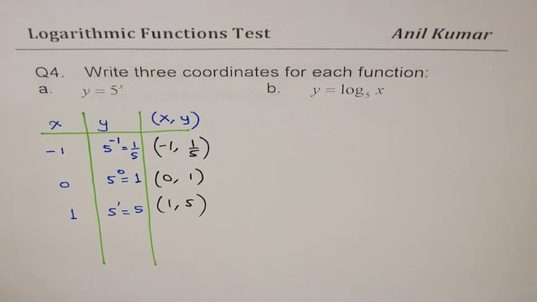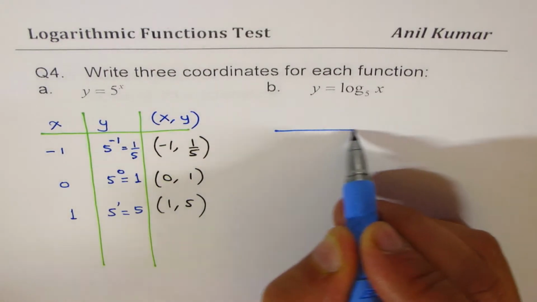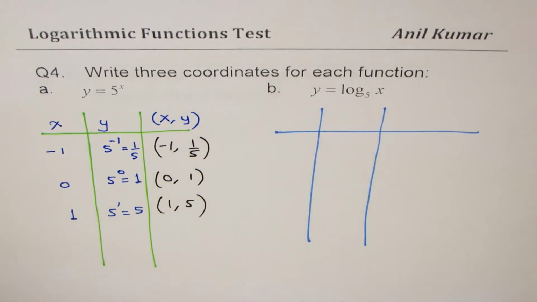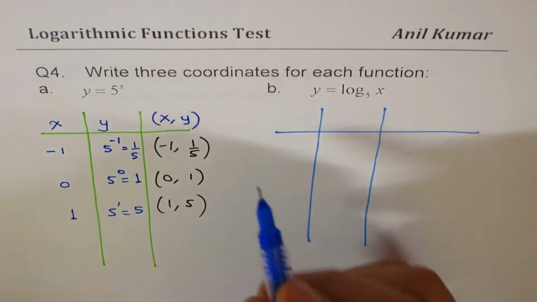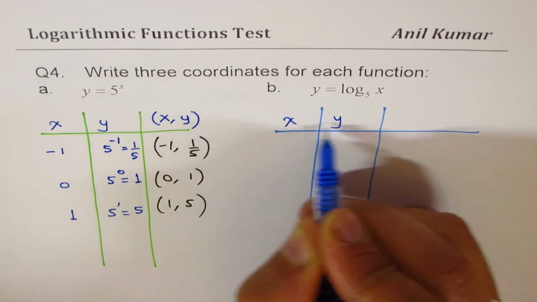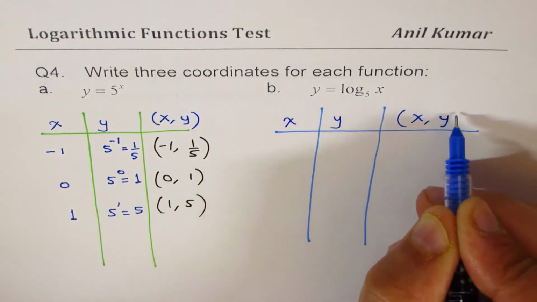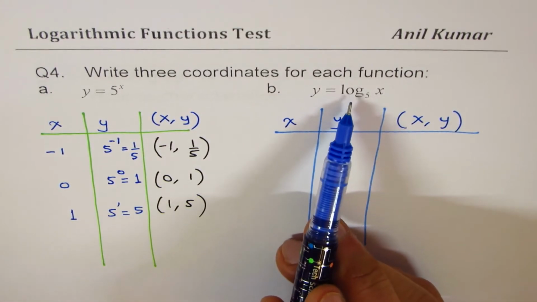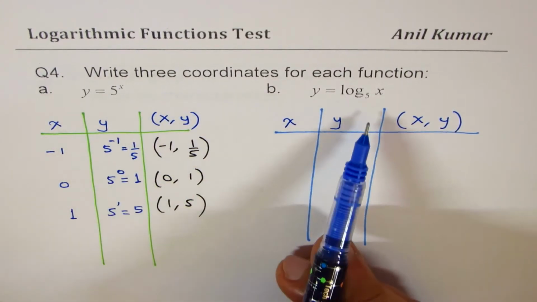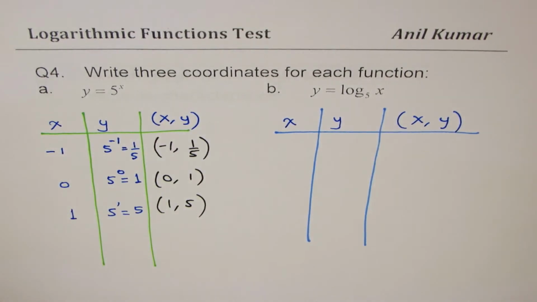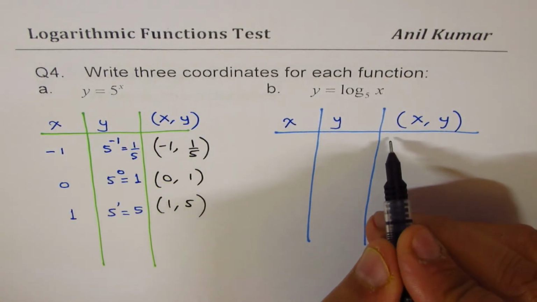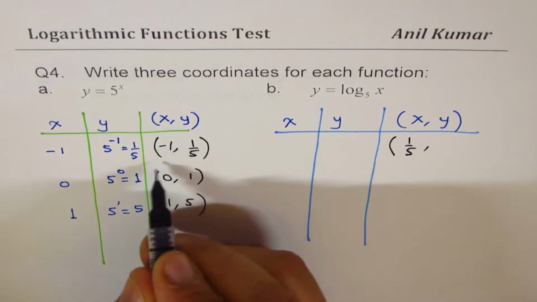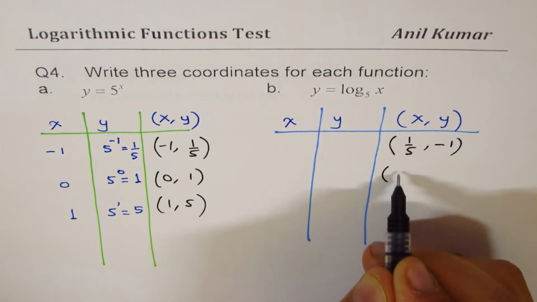Now, you could use the same strategy to make a table here for y equals log to the base 5 of x, correct? So again, we will just create our table, find x, y, and write the coordinate points. Is that clear, right? Now, you know this is the inverse of that function, right? So therefore, what do we expect here? So let me do the reverse. When we say inverse function, we are expecting these values to swap, right?